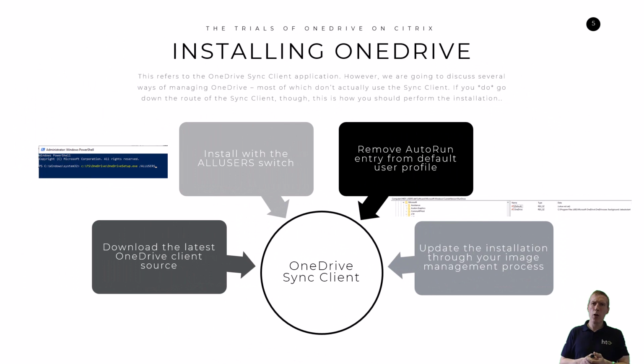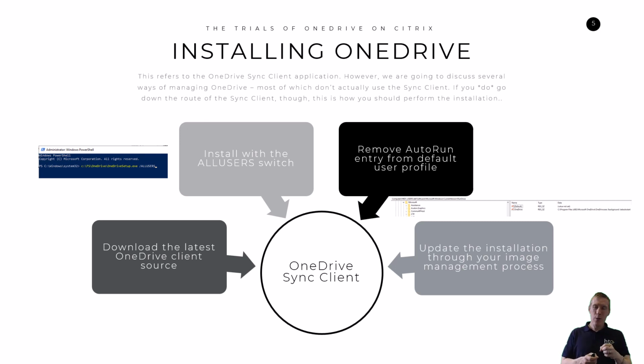I'm not going to dwell too much on the actual installation of the OneDrive Sync client. There's a couple of things you need to remember. Obviously, this part of the presentation assumes you actually want to use the sync client. Some of the options we're going to discuss don't use the sync client, so you wouldn't need to worry about this bit. Firstly, you need to get the machine installer, which, like Teams, installs in the Program Files folder instead of the user profile. So you need to run it with the necessary switch, the all user switch, right?